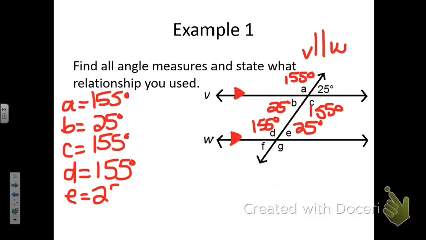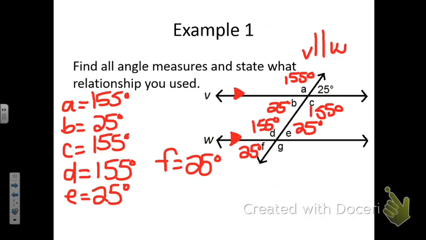All right, what about F? It's 25, and what relationship? Say it again. Alternate exterior angles, good. What else could I have used? You could have used vertical. What else? Corresponds with, what does F correspond with? Yeah, it would correspond with your B.